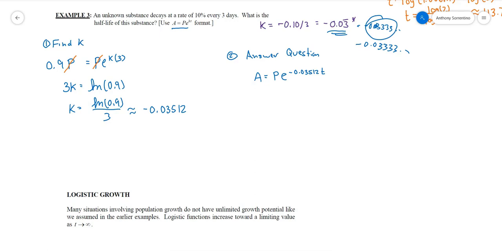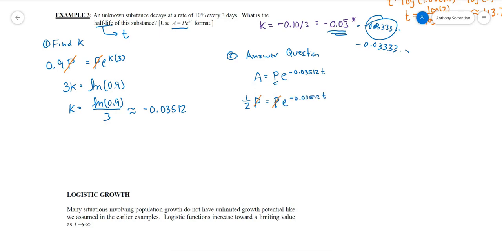The half-life, if you've ever taken a science course or read through the textbook, because they define what a half-life is as well, is the amount of time. So this is asking us to solve for t. It's the amount of time it takes there to be half the original amount, the original amount being P here. So for me to solve this, I'm going to have to let A be 1/2 of what P was, half the original amount.